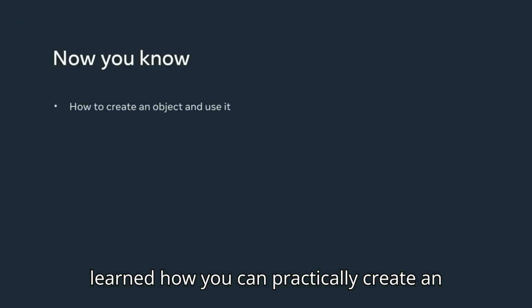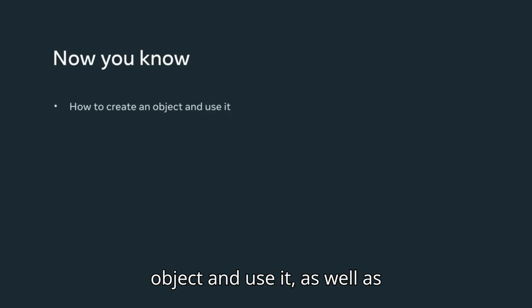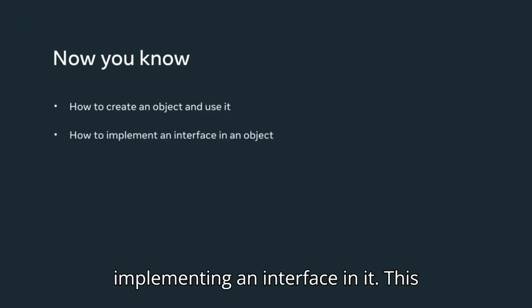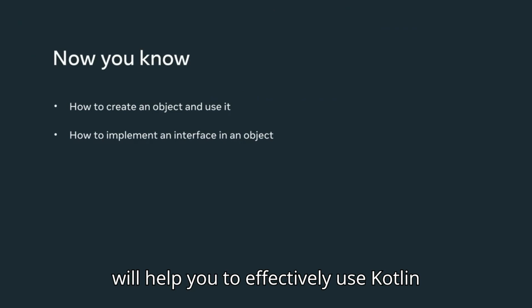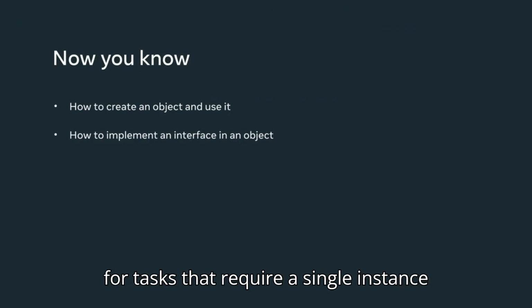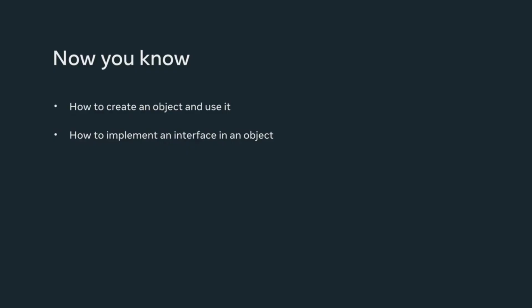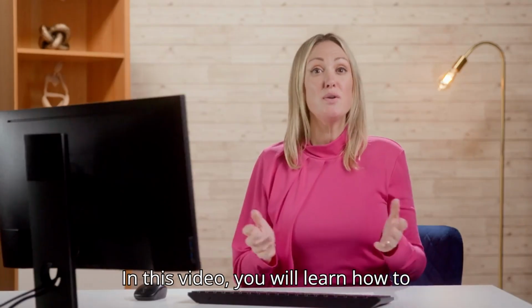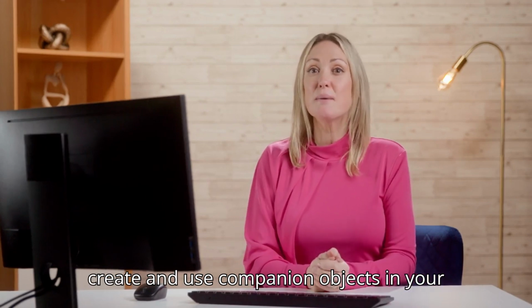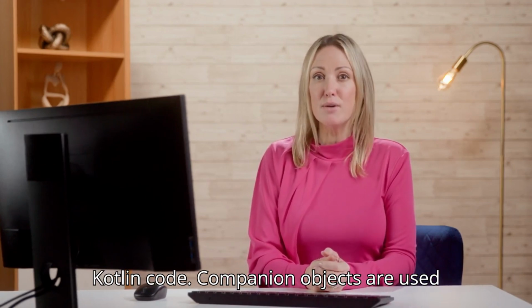You learned how you can practically create an object and use it, as well as implementing an interface in it. This will help you to effectively use Kotlin for tasks that require a single instance of a class to be used in multiple parts of your code. In this video, you will learn how to create and use companion objects in your Kotlin code.